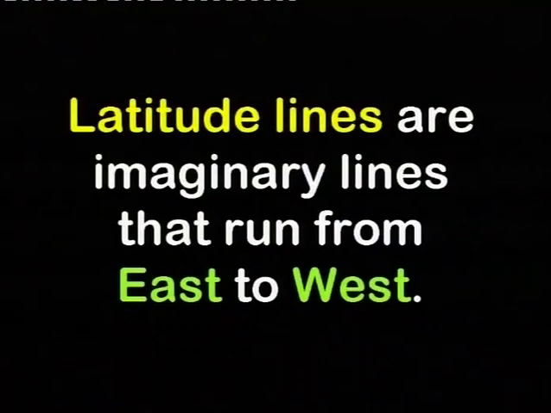Now, let's look at the screen. Okay, latitude lines are imaginary lines that run from east to west. Again, latitude lines are lines that run from east to west.